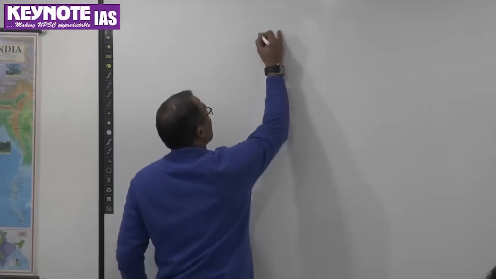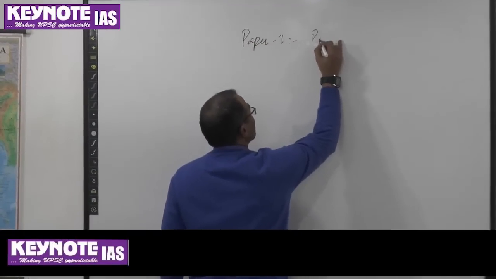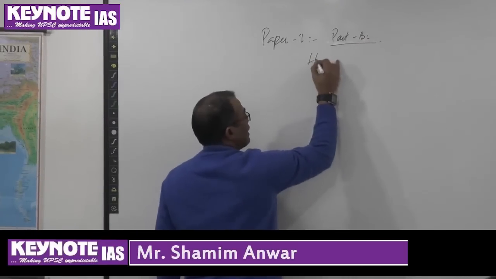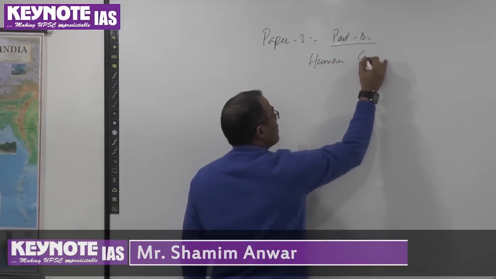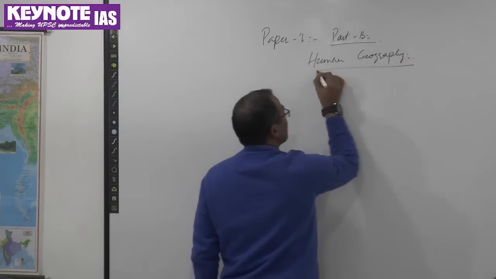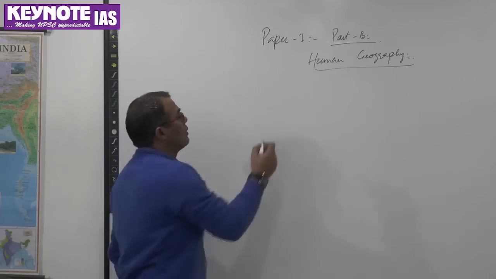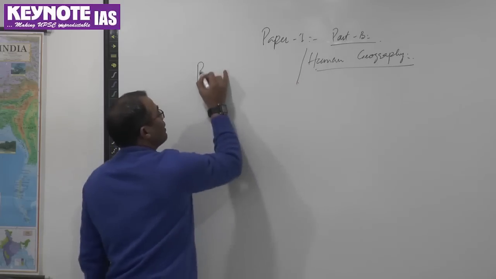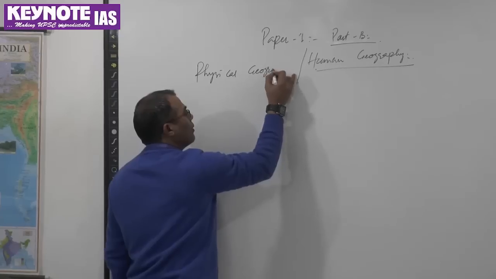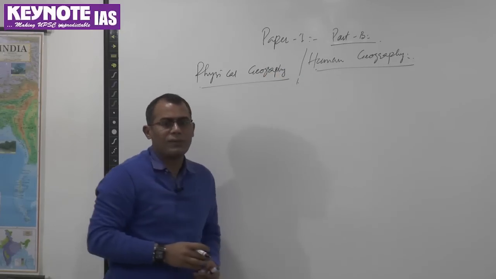We are going to start paper 1 part B. That is basically the major term is human geography. Right? Now, in the broader perspective, first we'll try to differentiate between physical geography and human geography. How it is different, how human geography is different from physical geography.